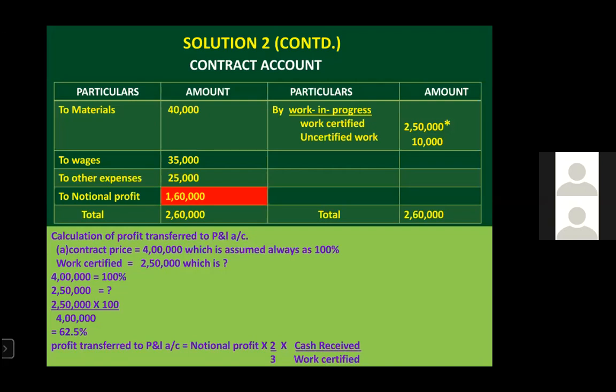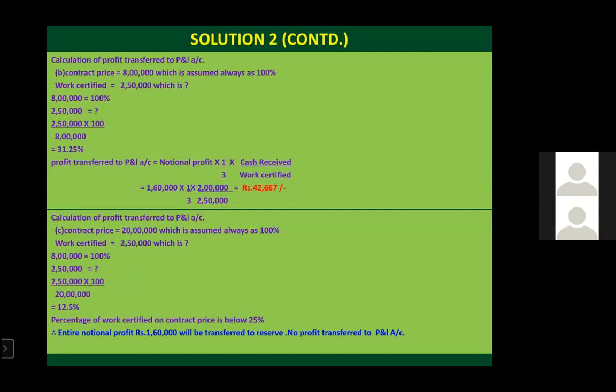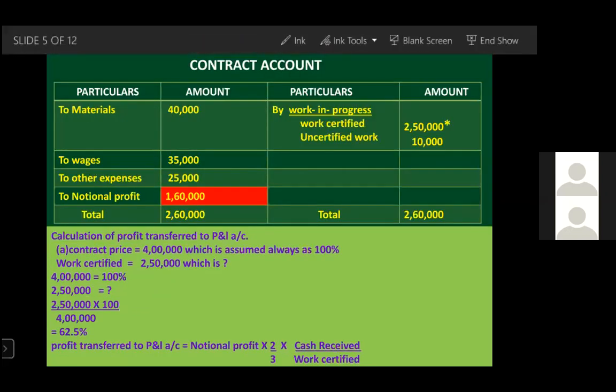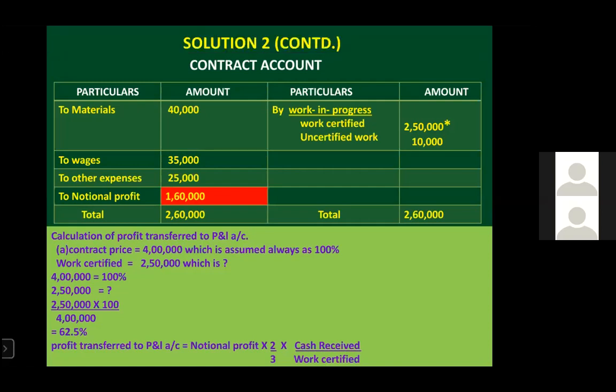For the first situation, the contract price was 4 lakh, that is 100 percentage, means work certified 2,50,000 is what percentage? We'll get 62.5 percentage. That is the third rule. So apply the third rule to know the profits to be transferred to P&L account. So we'll come to know what is the profit as per this calculation. Then next is the next situation.